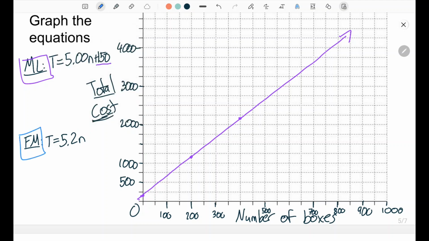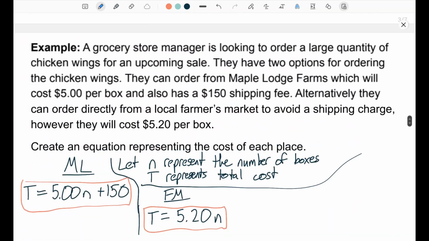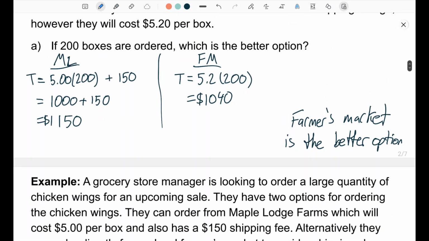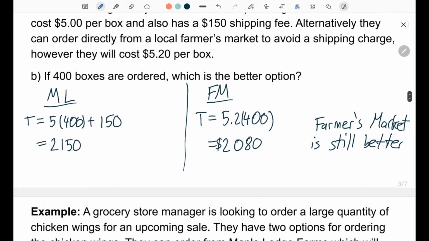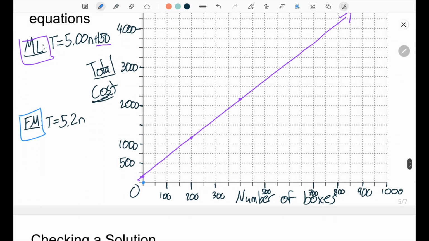So the farmer's market, if you try to check out what's the y-intercept, well, there's no plus or minus at the end, so that just means we start at 0. So below the graph of Maple Lodge Farms, which also means it's cheaper to begin with. Then let's grab 2 points. So again, go up to what you did previously. We have a price of $10.40 and then a price of $20.80. So $10.40, so just a little bit above 1,000, and then $20.80. So getting a little higher.